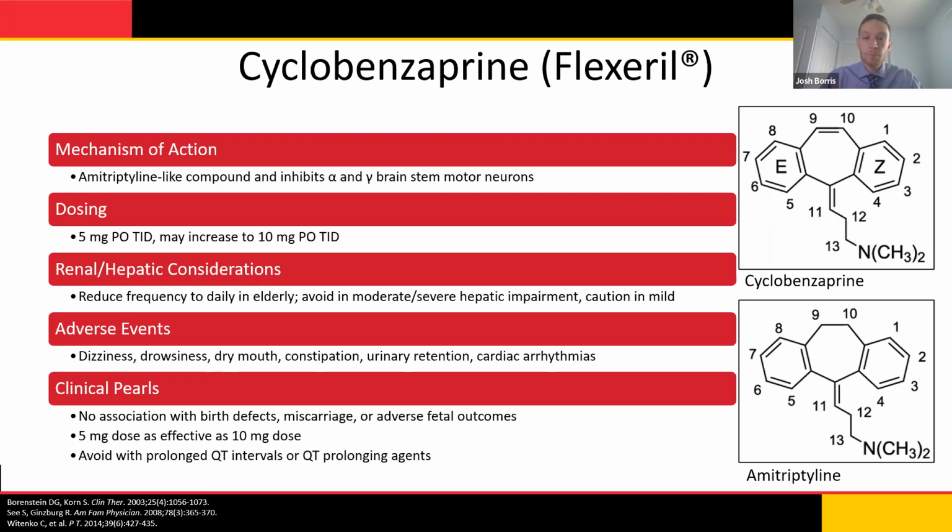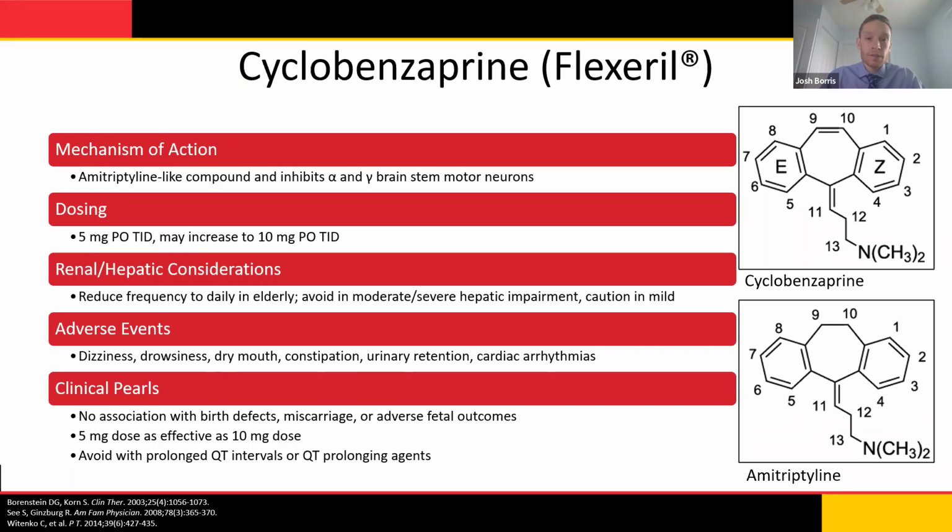So for dosing, the most common dosing is 5 milligrams by mouth 3 times a day, and you can increase it up to 10 milligrams 3 times a day. What I recommend is always starting at 5 milligrams. There actually was a randomized controlled trial comparing 2.5 to 5 milligrams to 10 milligrams for painful muscle spasms. And this was over a couple of weeks. And they found that the 5 milligrams was actually equally as effective as the 10 milligram dose. And you're getting less of the sedation effects from the 10 milligram dose. So I always say start with 5.